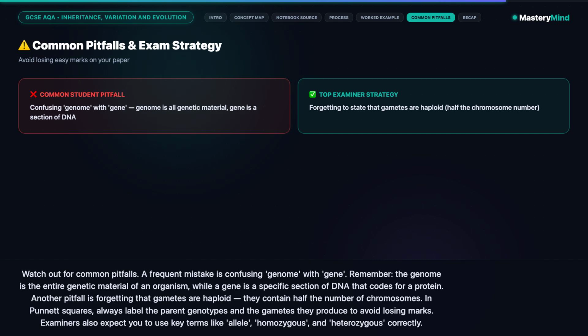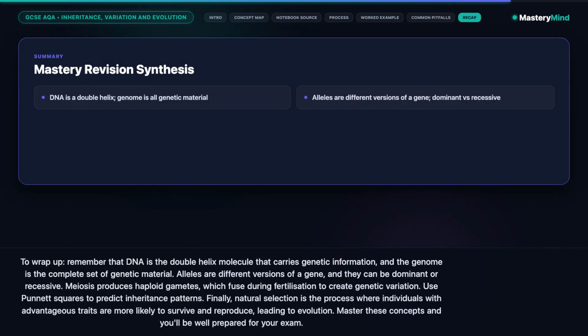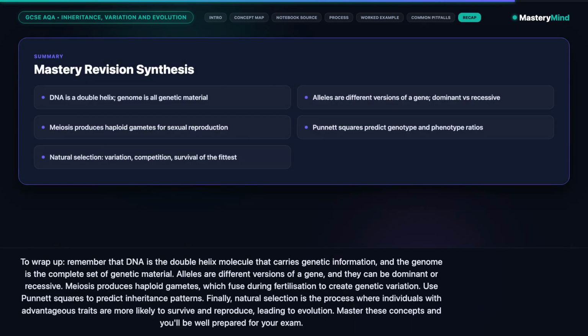To wrap up, remember that DNA is the double helix molecule that carries genetic information, and the genome is the complete set of genetic material. Alleles are different versions of a gene, and they can be dominant or recessive. Meiosis produces haploid gametes, which fuse during fertilization to create genetic variation. Use Punnett squares to predict inheritance patterns.